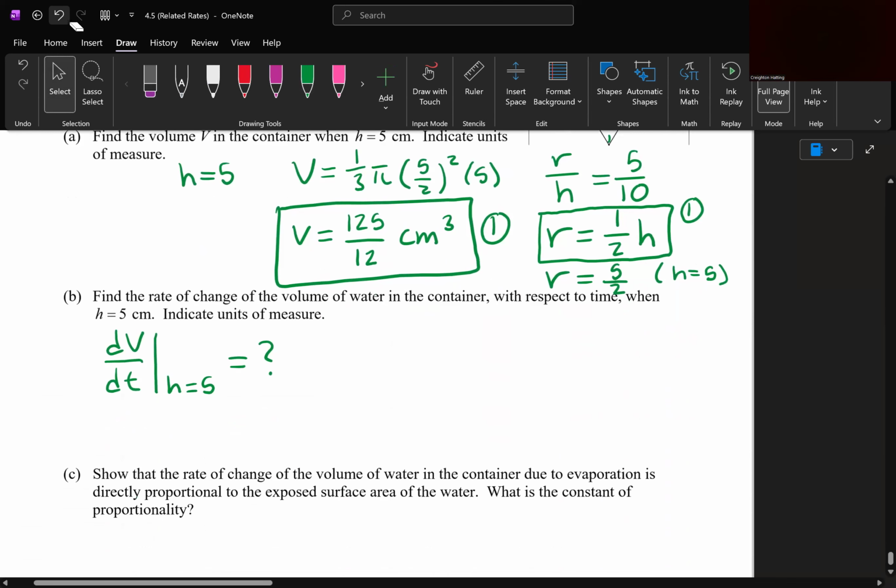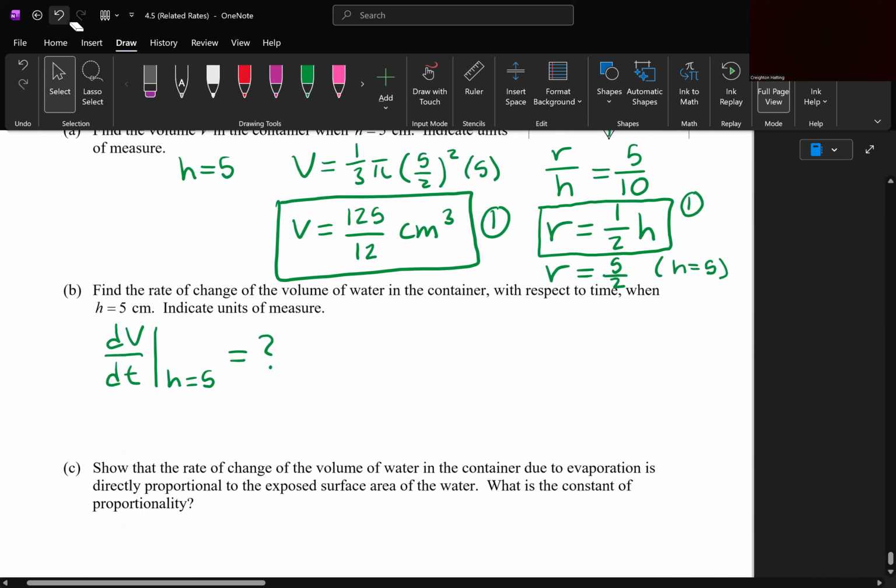All right, well, we know that the H is going to be 5. We know, therefore, that the radius will be 5/2. We know also dH/dt. That was given in the problem prompt above, that it's -3/10 centimeters per hour. That is your dH/dt. So because we know those things, we actually have a pretty strong start on being able to solve this.